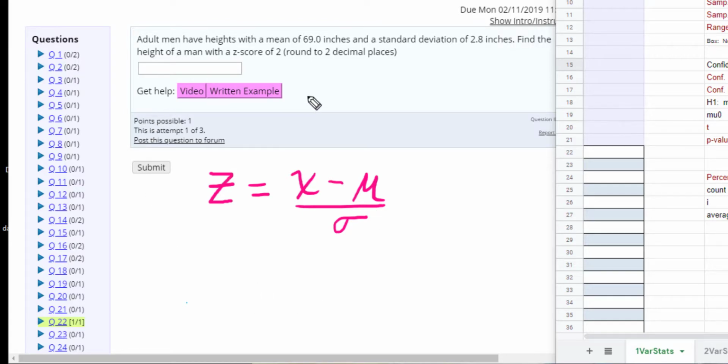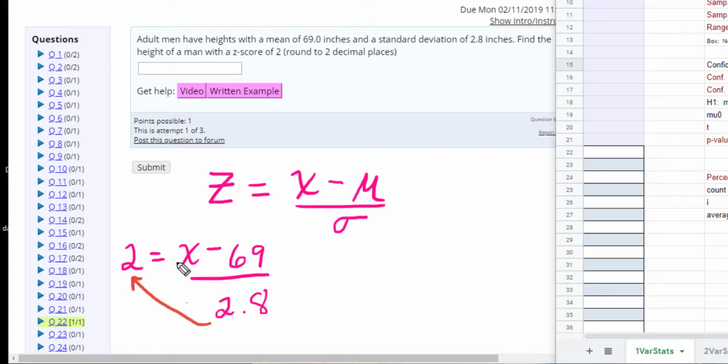So I could sit here and do the algebra. It says that the Z score is 2. I want to find X. That's what it's asking me to find, the height of the man. Z equals X minus 69 over 2.8. Hopefully you remember your wonderful algebra days, and you can move this over there and pick your calculator up and say 2 times 2.8.